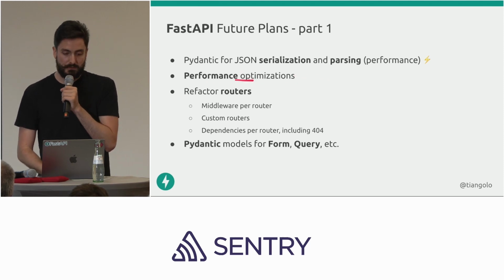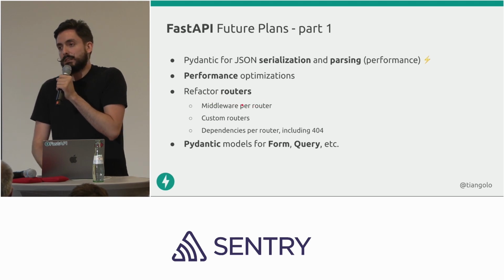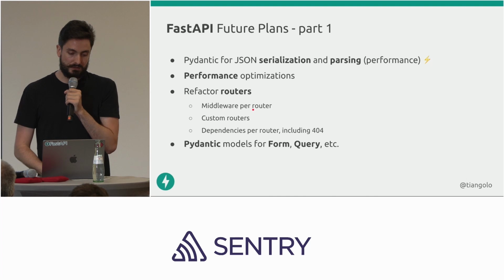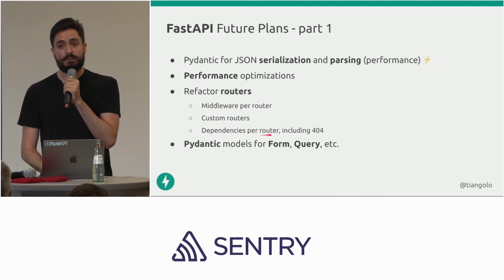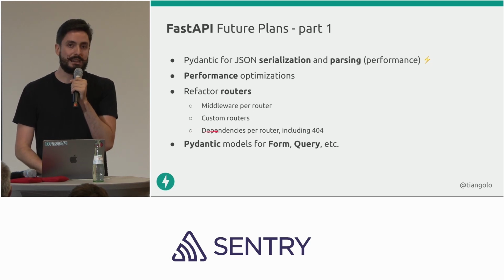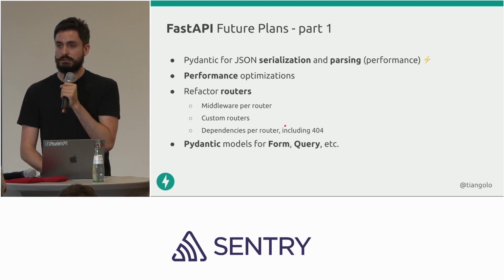So there will be a bunch of other performance optimizations for FastAPI. There will also be some refactors for routers. You don't need to understand this, but in case you're curious, this will allow having middleware per router, having custom router classes, and having dependencies per router, including dependencies that could handle 404s. This means that in many cases, you will be able to replace middleware and middleware logic with dependencies in FastAPI.